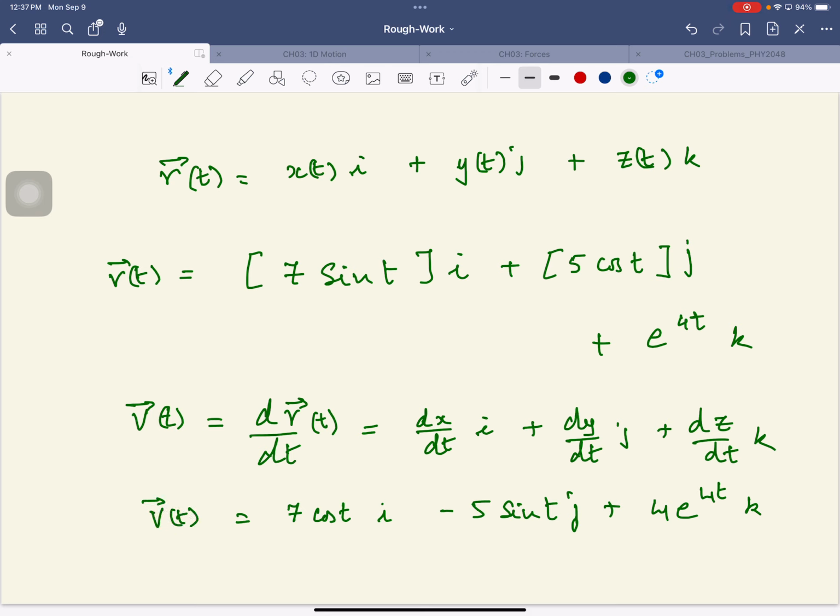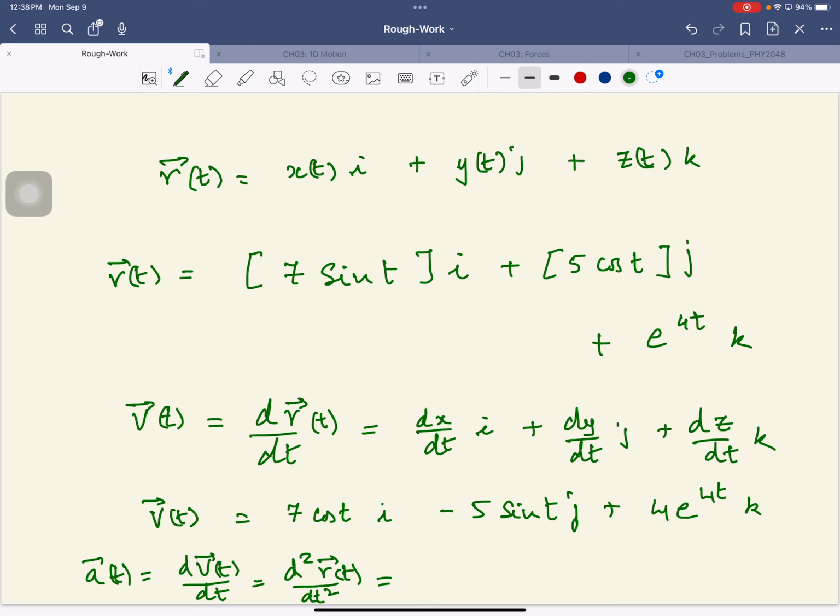So the message is you have the position as a function of time, and you can calculate the velocity. The velocity is just the time derivative of the position as a function of time. Now the thing you'll be interested in is the acceleration of the object. And the acceleration is given by the time derivative of the velocity, which is the second derivative of the position vector.